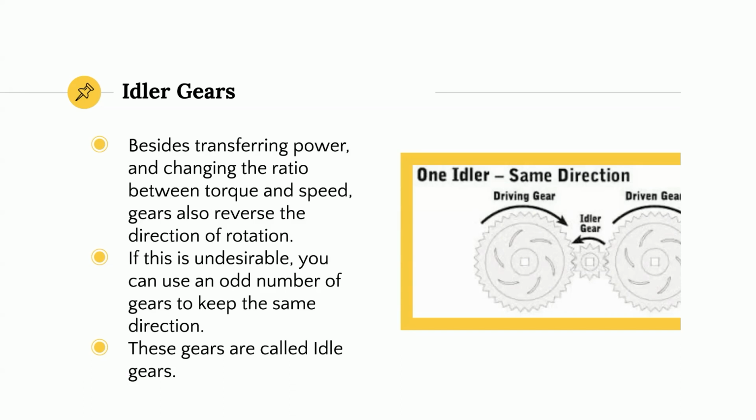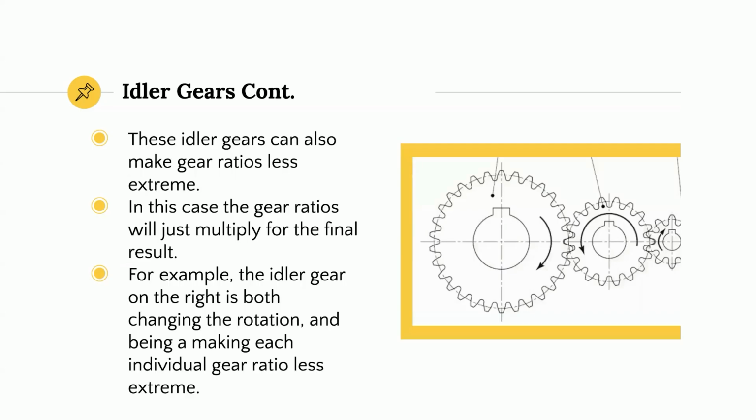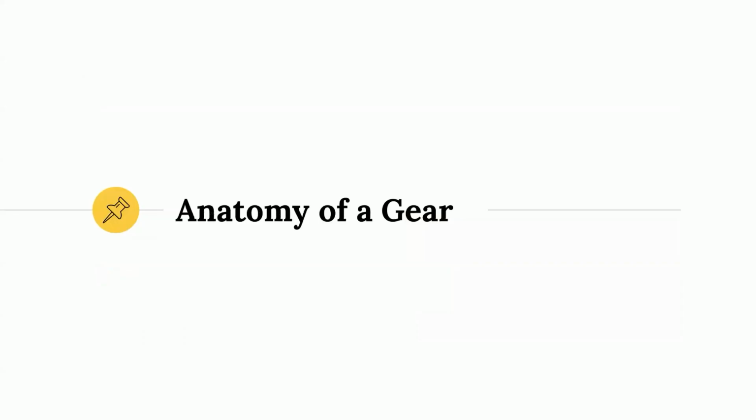The main purpose of them, in this case, is to reverse the direction again and make it the same direction as the original. They also have another purpose, which is making gear ratios less extreme. In this case, the gear ratios would just multiply for the final result. For example, the idler gear on the right is both changing the rotation and making each individual gear ratio less extreme. So you have that nice gear in the middle just to make sure that the big gear does not have to directly contact a really tiny gear. Makes things more reliable.